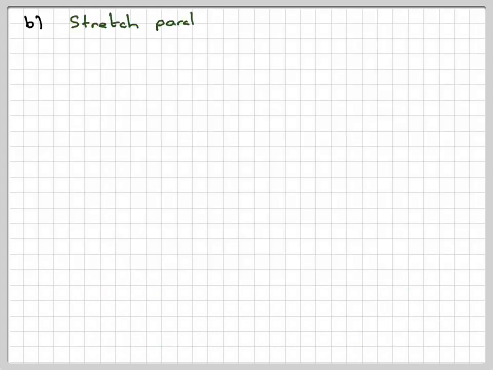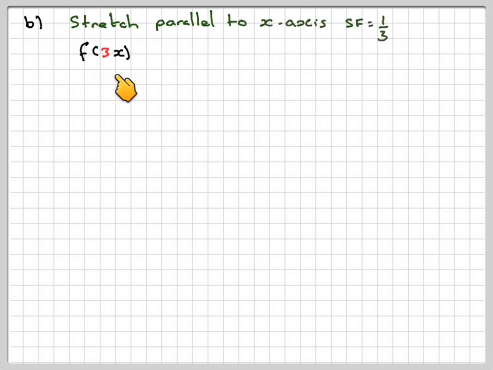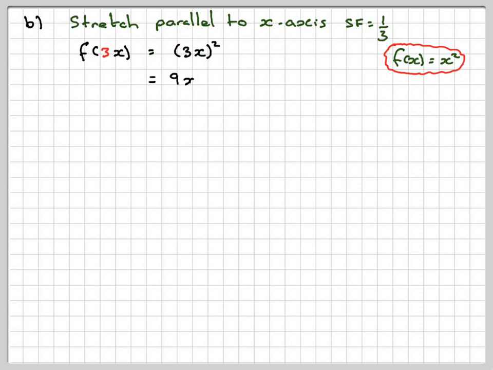Okay, so a stretch parallel to the x-axis, scale factor 1/3. That means we now need to do f of 3x. So the function was f of x is x squared. So f of 3x is going to be 3x all squared. So it's 3 squared, which is 9, so 9x squared. It's in the format ax squared plus bx plus c, but there's no b or c.